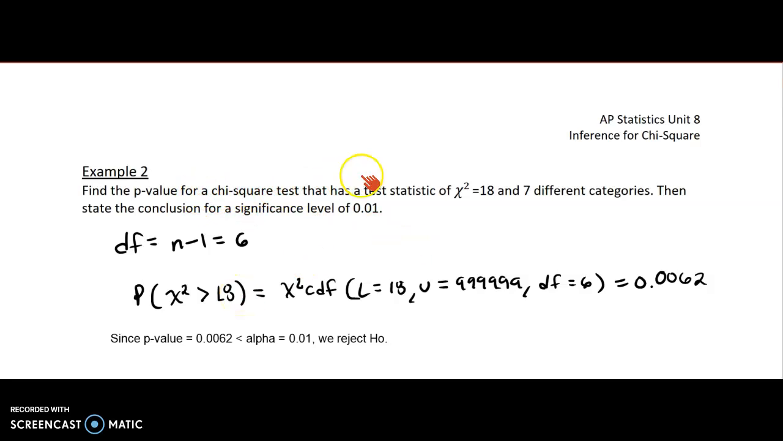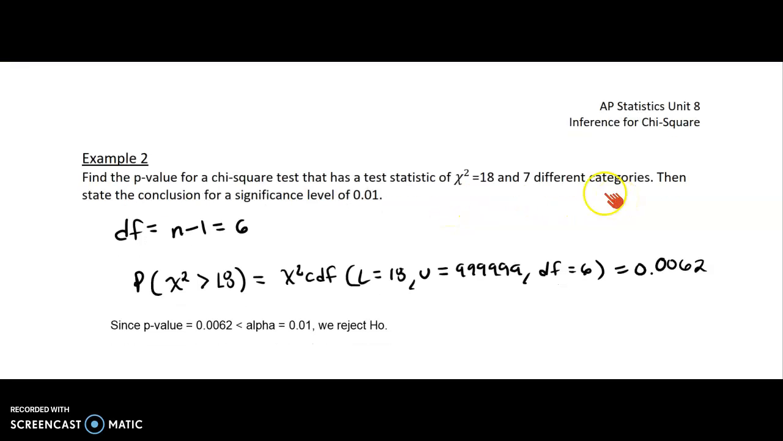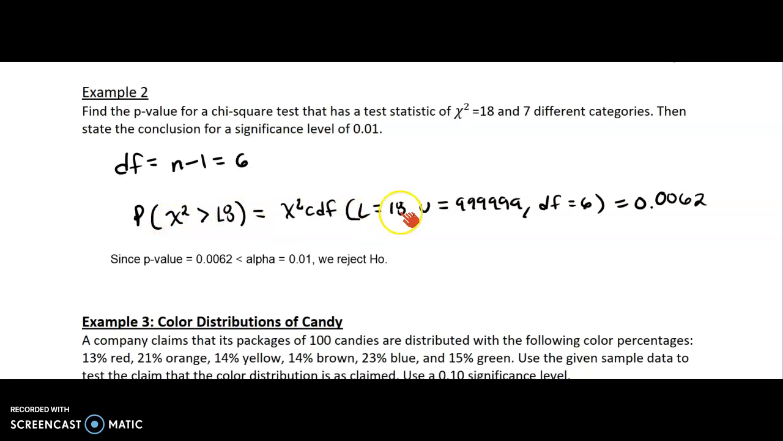Alrighty, so let's find the p-value for a chi-square statistic that gives us a test statistic of 18, and we have 7 different categories. Then let's state our conclusion here at a significance level of 1%. Well, you can see this is just a calculator question. n minus 1 gives us 6 degrees of freedom. And then here, this would be the calculator command I'd enter, and I'd get a p-value of about 0.0062. The p is low. We're going to reject the H0.